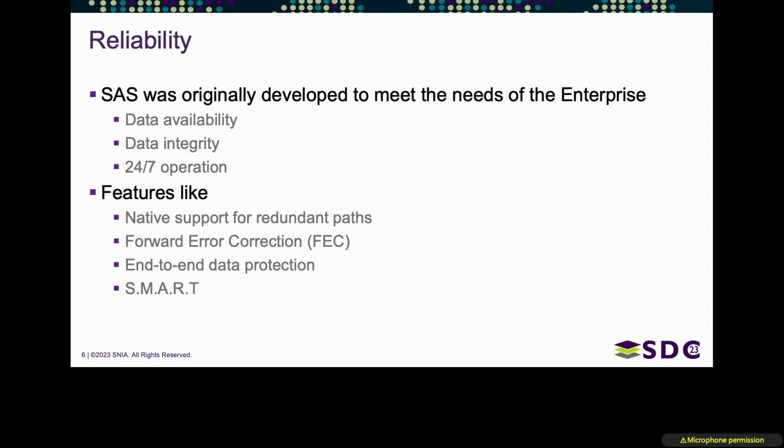Its features like native dual path support, forward error correction, which was added in 24G SAS with the 20-bit Reed-Solomon algorithm, end-to-end data protection, and advanced management features like self-monitoring, analysis, and reporting technology, or some people refer to it as SMART technology, all go into making SAS a really reliable feature. And at the scale of some of these data centers where it's racks and racks and racks, reliability at any level starts to become a really big deal, and it will ultimately end up. We'll talk about that in cost as well.